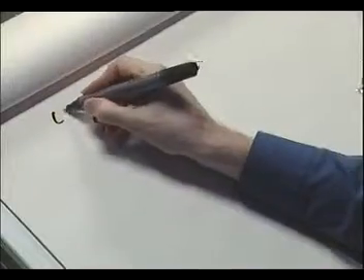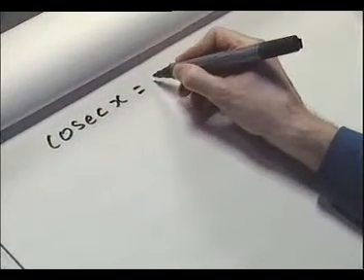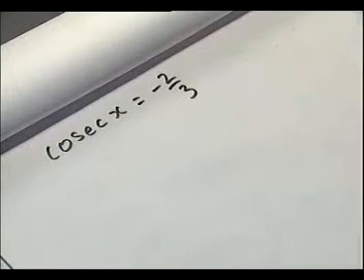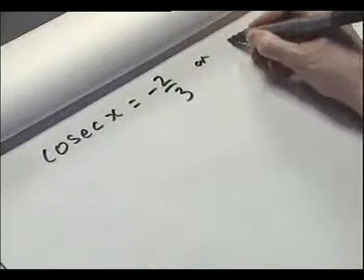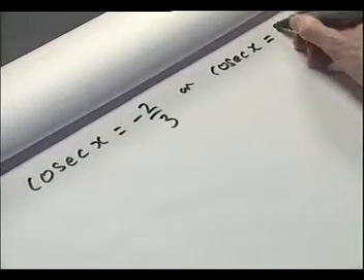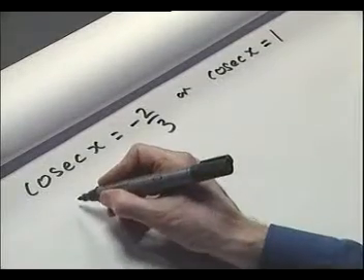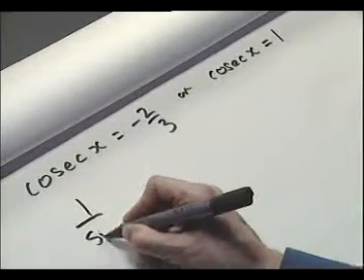So, taking these two over the page, cosec x is minus 2/3, or cosec x is 1. Now, what is cosec? Cosec is 1 over sine x.